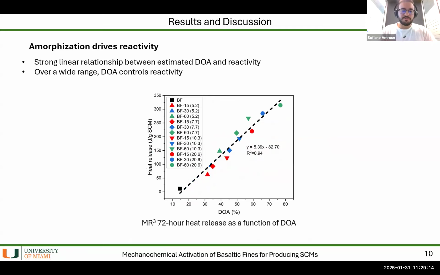This is the last figure I'm going to show in this presentation. In the x-axis, we have the degree of amorphization that we measured through the XRD data. And here the heat release of our reaction from the modified R3 test. And we see this beautiful correlation here with an R squared of 0.94, which tells us that the reactivity of our material is mostly driven by the degree of amorphization.